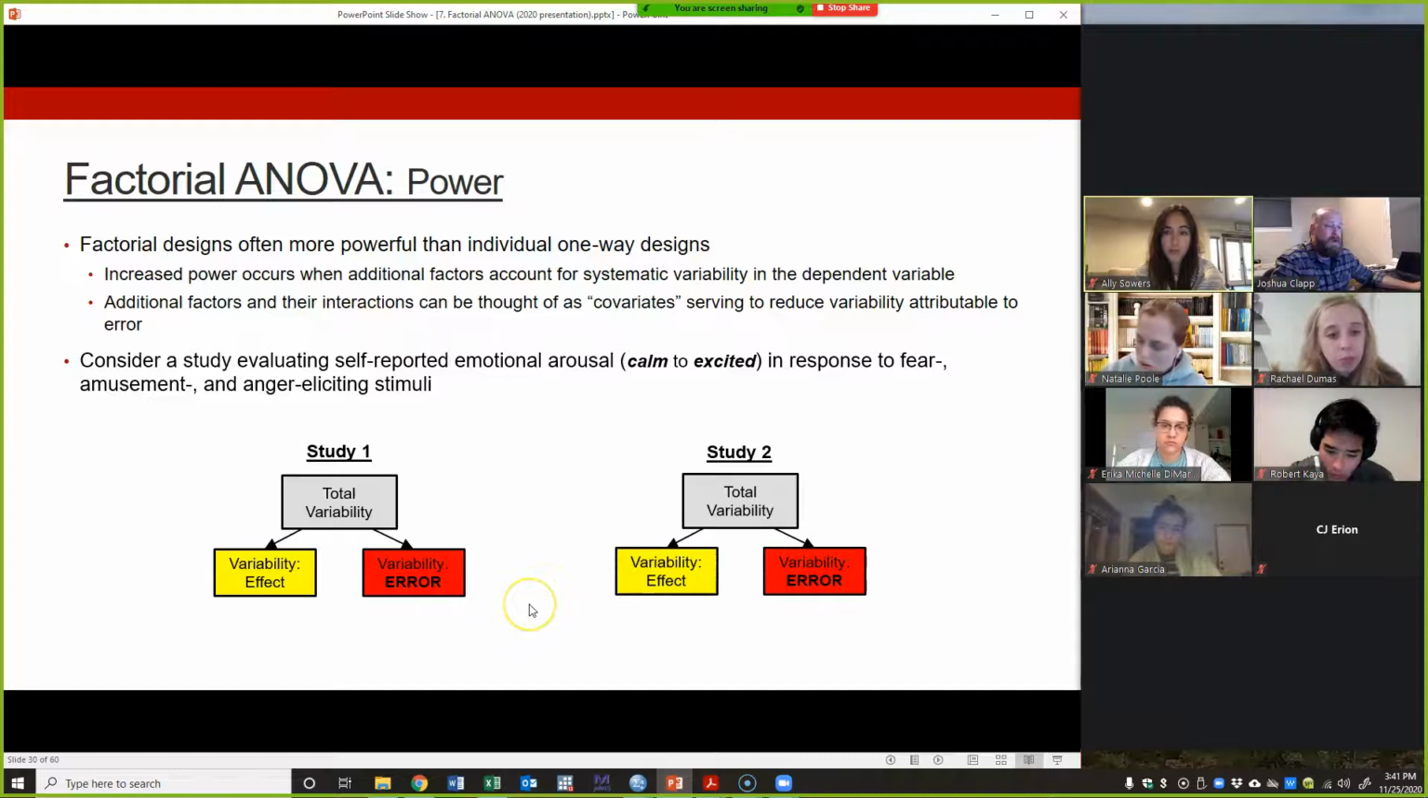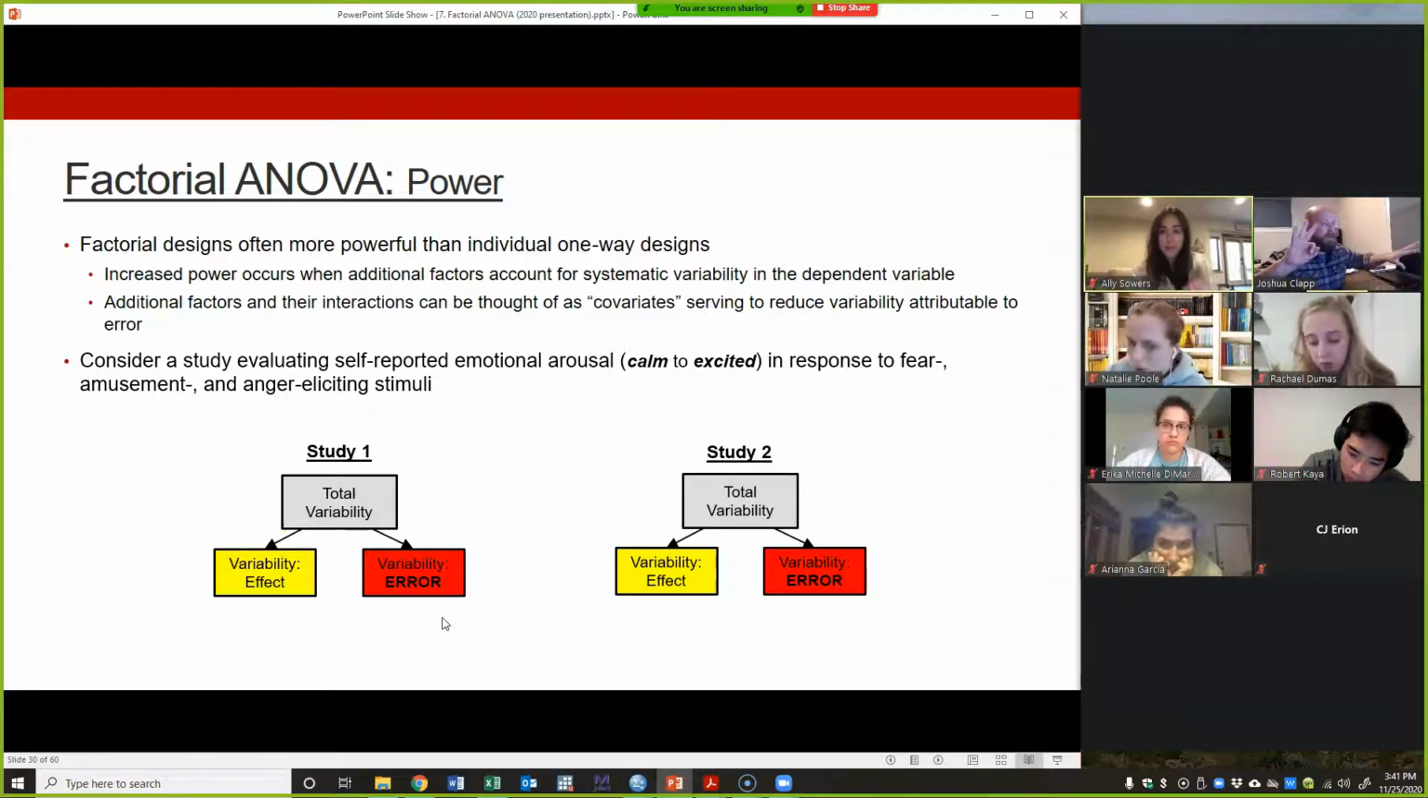Okay. So study 1 is my one-way ANOVA, right? I just have 3 levels of my factor. My factor is film, and I'm looking at the impact of film on arousal levels, right?